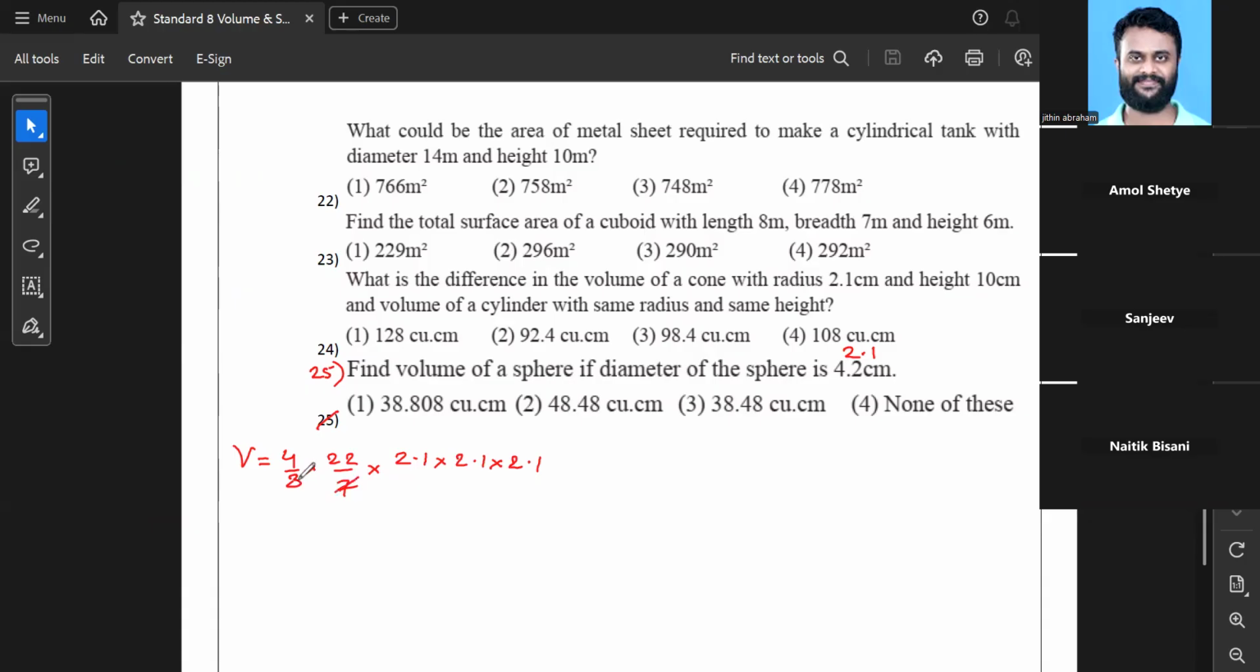Now 7 threes are 21. When I cancel from here, I am left with 0.1. 21 into 21 is 441, मतलब 4.41. So you're left with 8.8 multiplied by 4.41. That gives you somewhere around 38, I guess. There are two options around 38 and one is none of these also, so we will have to calculate it exactly. For the time being, I'm using a calculator. Option one is your correct answer.